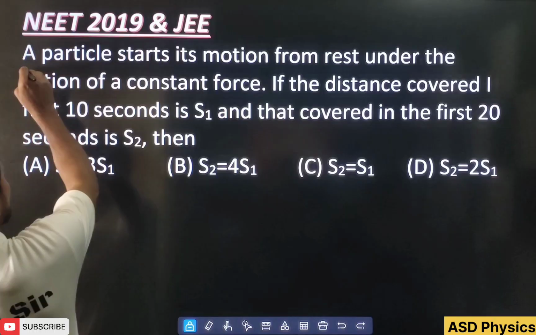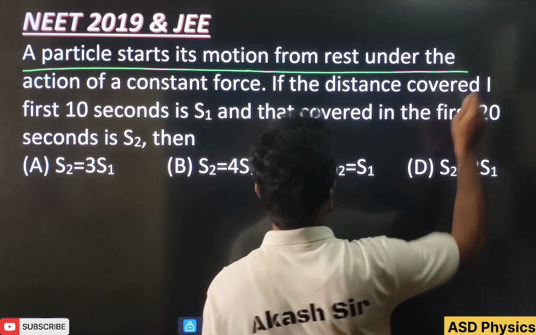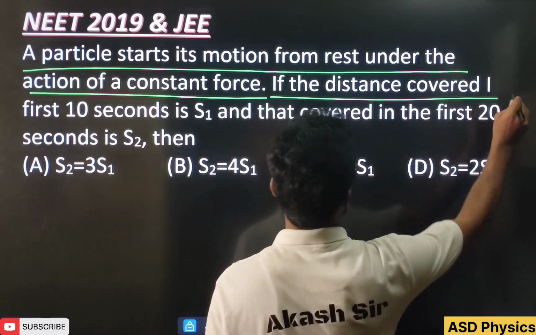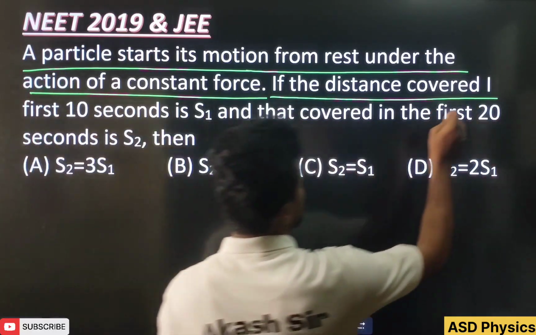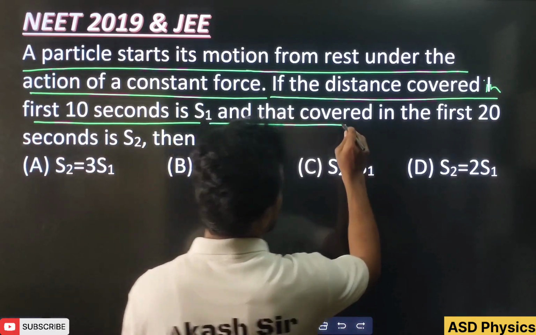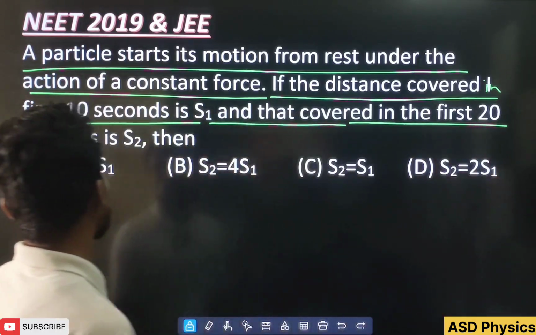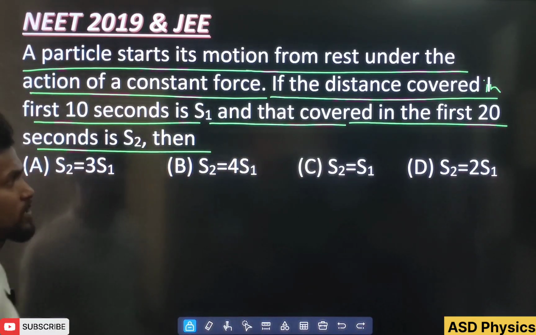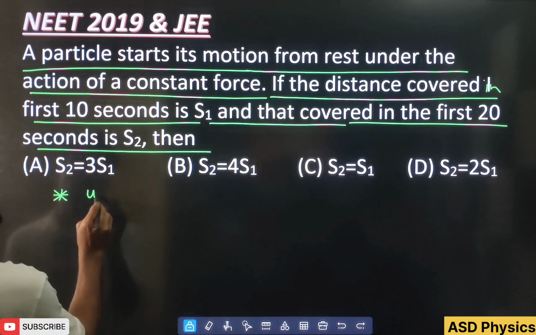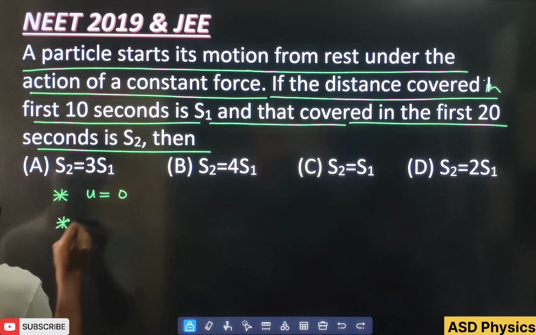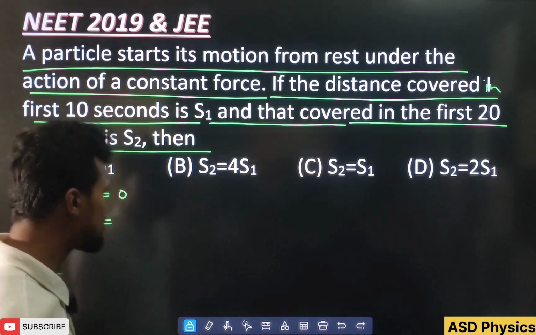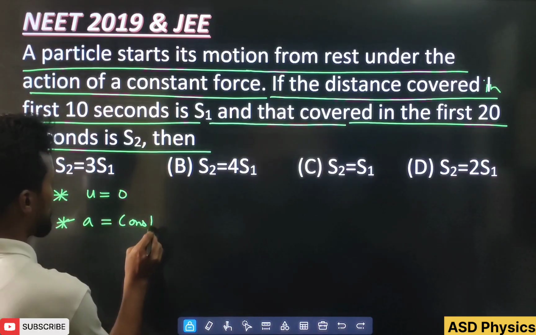Second last question. A particle starts its motion from rest under the action of a constant force. If the distance covered in first 10 seconds is s1 and that covered in the first 20 seconds is s2, then how much here? Okay, so again let me see the situation. It starts from the rest, u equal to 0. Now, constant force means F equal to ma, a equal to F by m. If force is constant, acceleration is also constant, uniform acceleration.